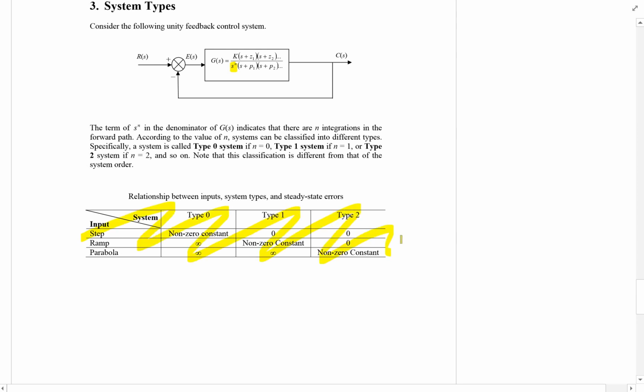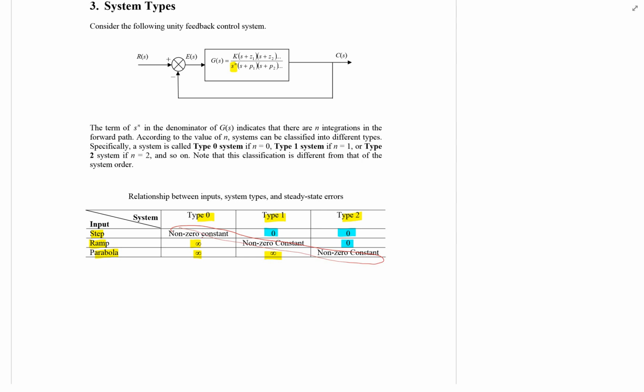What it is, is a relationship between the step, ramp, and parabola, and the type 0, type 1, type 2. Type 0 being no free integrators, type 1 being one free integrator, type 2 being two free integrators. And we see that we have a zero steady state error, and we have infinite steady state error, and then we have the case where we have a constant steady state error through here. Now, in reality, this is very informative, and it can help us intuitively to figure out what it is that we need to know and where we need to go with this.